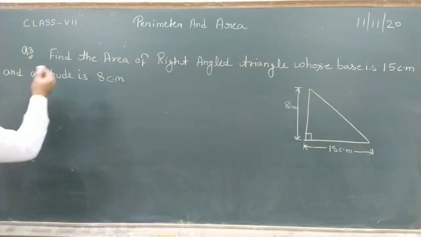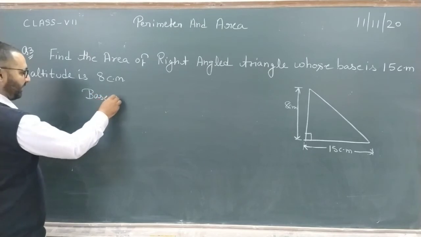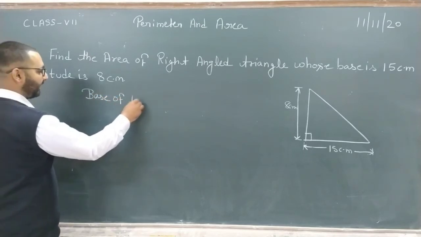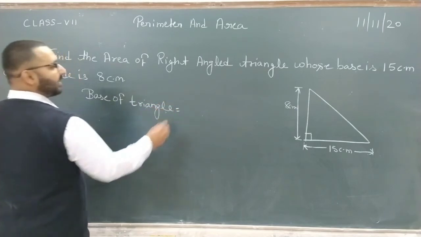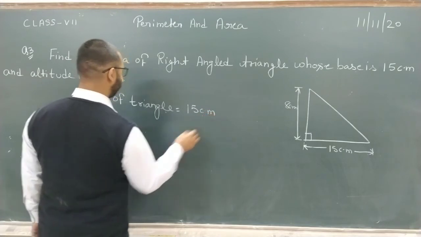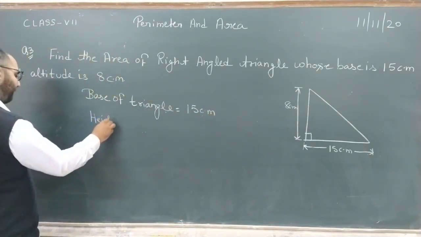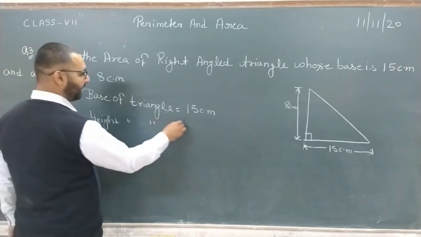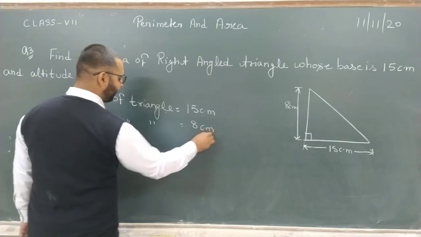Fine. So whatever is given to you, write down base of triangle, and that is 15 centimeter. Height or altitude of triangle, and that is 8 centimeter.